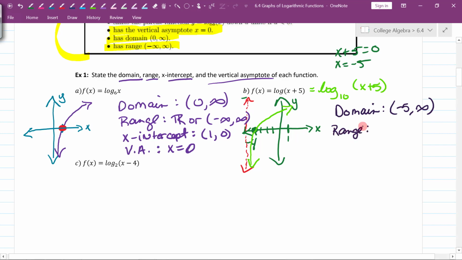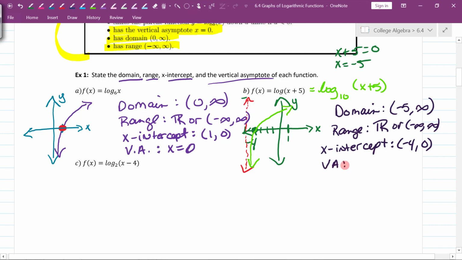And if you look, you can see that your range is going to be all real numbers. So our range is this, or negative infinity to positive infinity. I need to know my x-intercept. My next point here, my x-intercept is the point -4, 0.